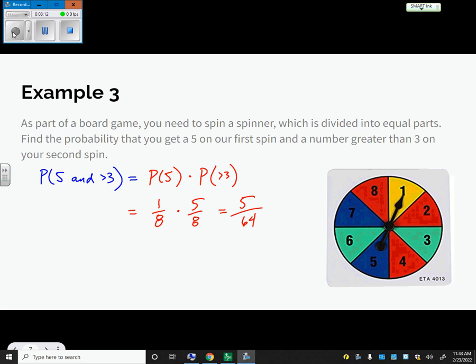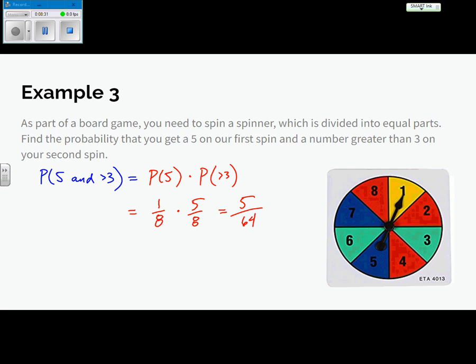We're not looking too likely on this. 5 in 64 chance that I roll a 5 and then a number greater than 3. If you want to decimal that out, you're more than welcome to. I think it's less than a 1% chance, 0.078. Actually, it's not less than 1% chance, it's between a 7 and 8% chance, 7.8% chance that happens.